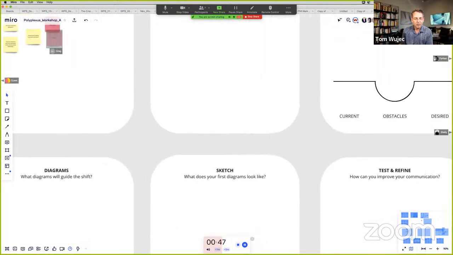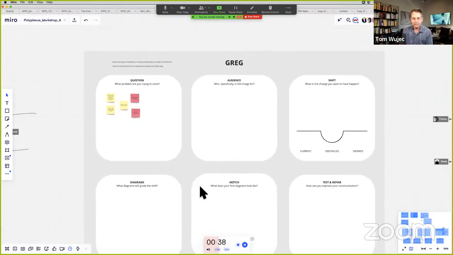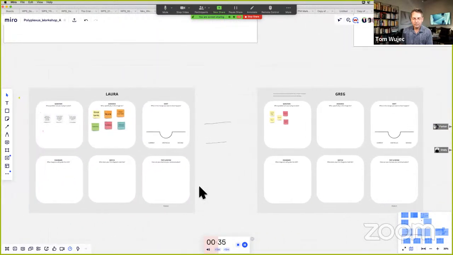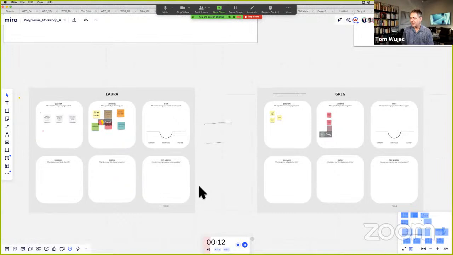So Greg, I'm noticing that you're putting the people, I think, on the question area. So if you could move it to the audience. We're just creating a little visual equation of the problems to solve for the people, and then we're going to elaborate on this more quickly. 13 seconds left. Those of you who aren't finished, just keep on writing as I talk. 7 seconds.